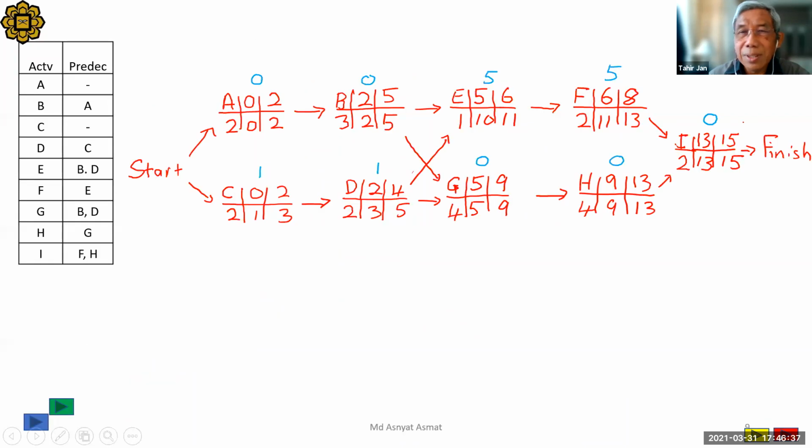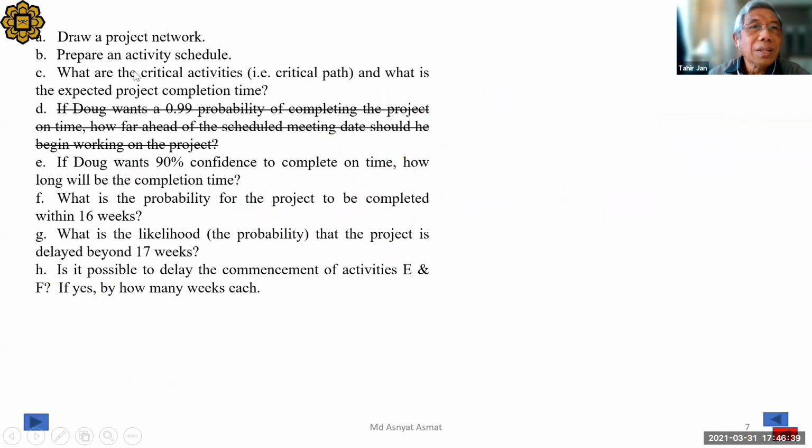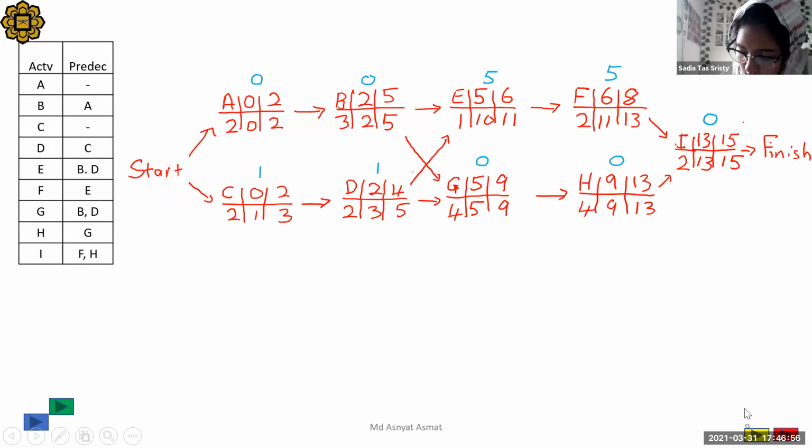Where am I? Prepare an activity schedule. Okay, not yet. What are the critical activities? That means critical path. And what is the expected completion time? Critical activities are A, B, G, H, I. Okay, so the critical path. Now I am far behind you.